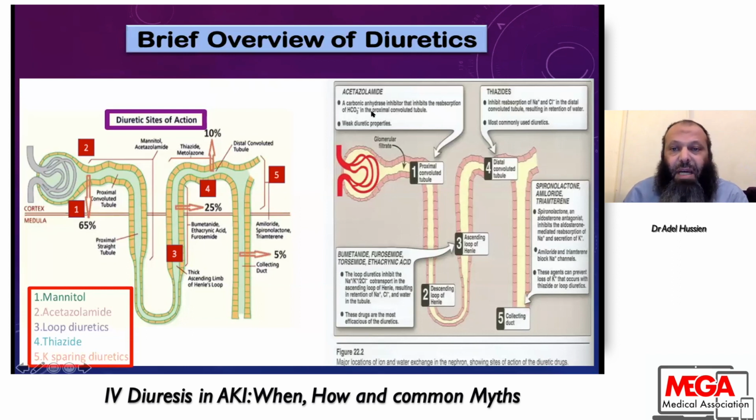So just to remind you, for example, here at the proximal convoluted tubule is the site of action of the carbonic anhydrase inhibitors or acetazolamide, while at the thick part of the ascending loop of Henle, we have the loop diuretics: bumetanide, furosemide, torsemide, ethacrynic acid. This is the common site of the loop diuretics, while the thiazide diuretics act at the DCT or the distal convoluted tubules. The potassium sparing diuretics, spironolactone, amiloride, and triamterene, act at the collecting tubules.